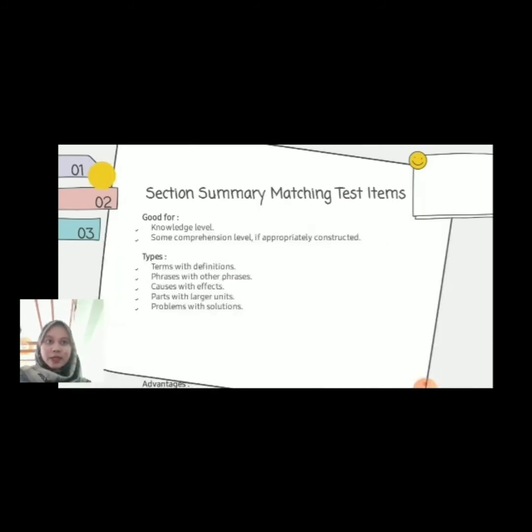And this is the section summary of matching test items. It is good for knowledge level and some comprehension levels. The types are terms with definitions, phrases with other phrases, causes with effects, parts with larger units, and problems with solutions. Its advantage is maximum coverage at knowledge level in a minimum amount of space or prep time, and it is valuable in content areas that have a lot of facts. Also, it has a disadvantage: it is time consuming for students and may not be appropriate for higher levels of learning.